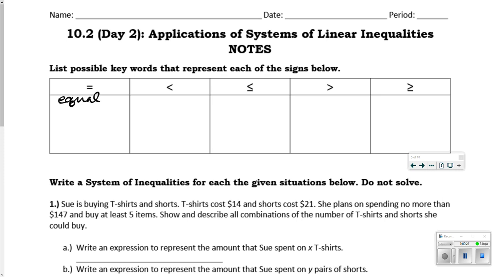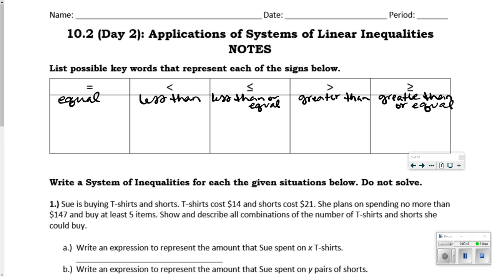What are words that represent your less than sign? Less than or equal to? Greater than? And then greater than or equal to. So go through and fill in, because y'all have done plenty of these word problems before. You should have a few words that you know when you see it, you know it represents certain things. So I'll give y'all a few minutes to copy or to write them down.